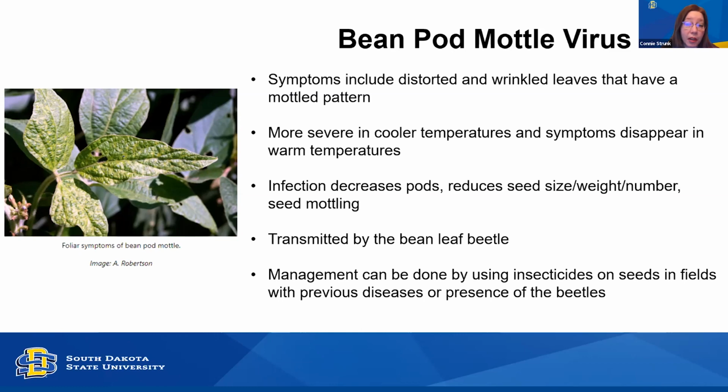So with bean pod mottle virus, it's vectored by the bean leaf beetle, which is a very docile insect, multiple colors. It's just got a little V shape behind the head, if you will. Anyhow, with bean pod mottle, again, it causes distorted leaves, often wrinkled. They have that mottled appearance, so maybe not quite as drastic as some of the yellowing, all depending, because each different cultivar may display some of the colored symptoms a little bit different.